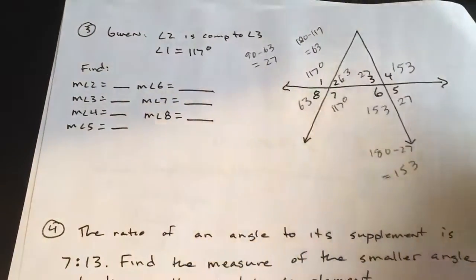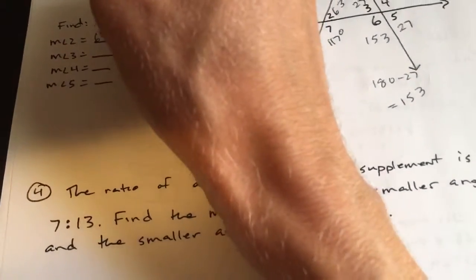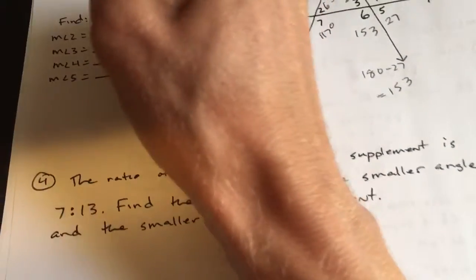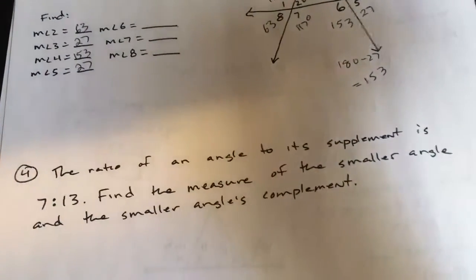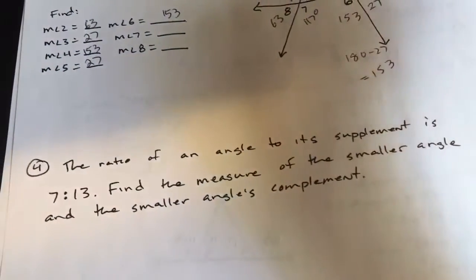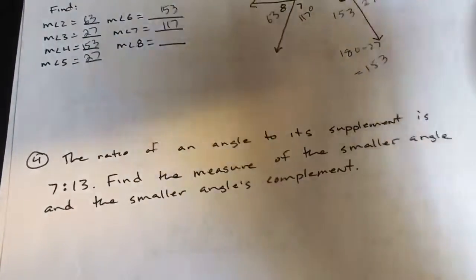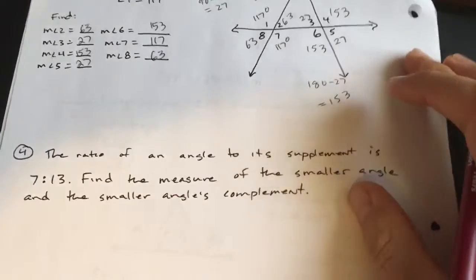So what do we get? Angle 2, 63. Angle 3 is 27. Angle 4 is 153. Angle 5 is 27. Angle 6 is 153. Angle 7 is 117. And angle 8 is 63. All right, just some simple arithmetic for that one.